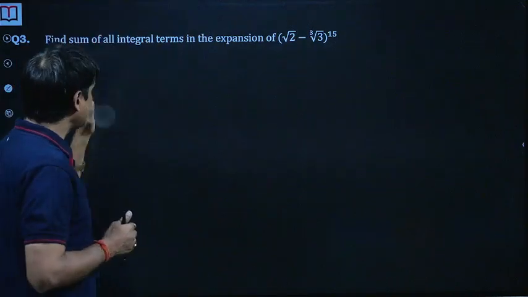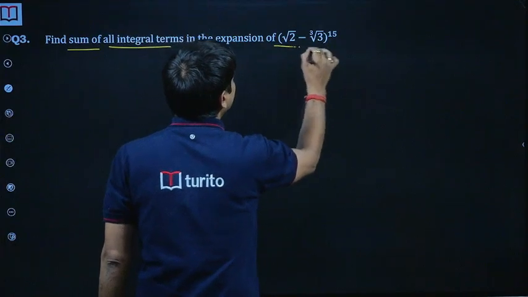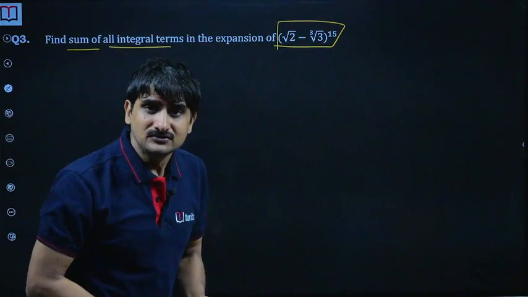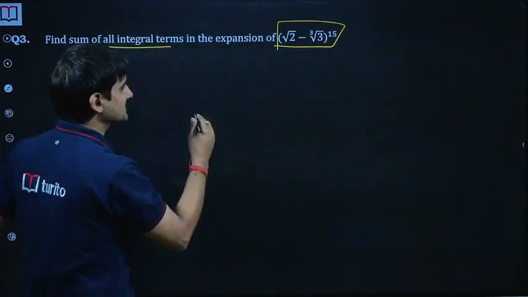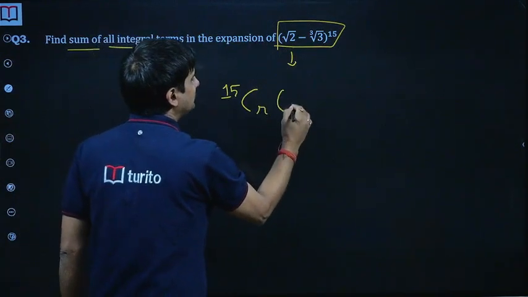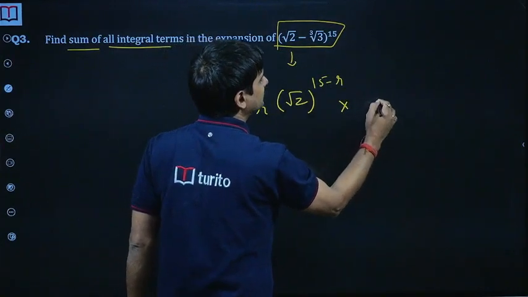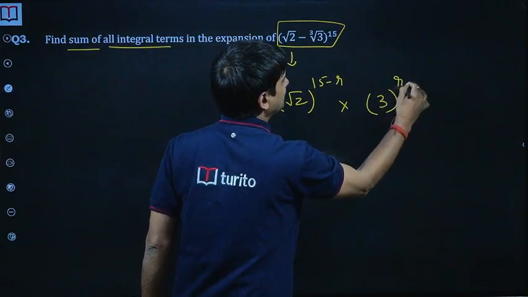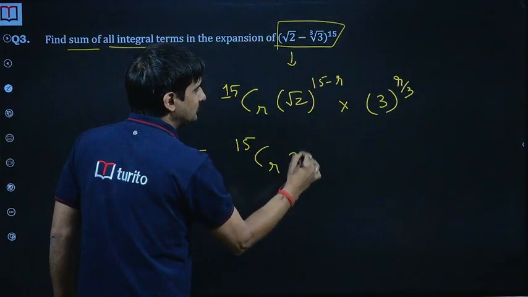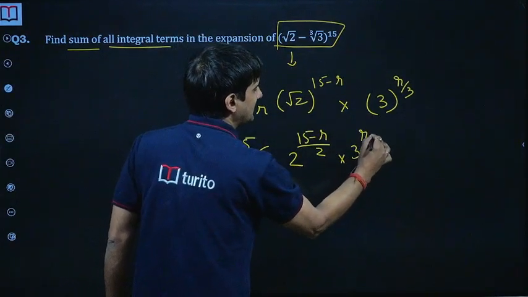And see, what's the other application of the general term? Find the sum of all integral terms in this expansion. So again, what are we going to use? We'll be using the general term of the expansion. The general term is nCr into (a root 2) raised to the power n minus r into (b cube root 3) raised to the power r by 3. So you will write it as 15Cr, 2 raised to the power (15 minus r) by 2, into 3 raised to the power r by 3.